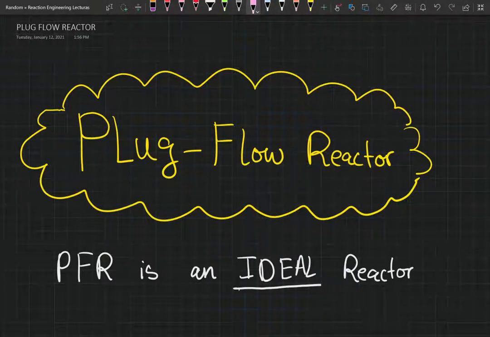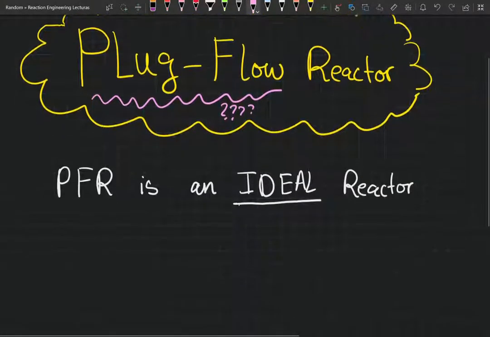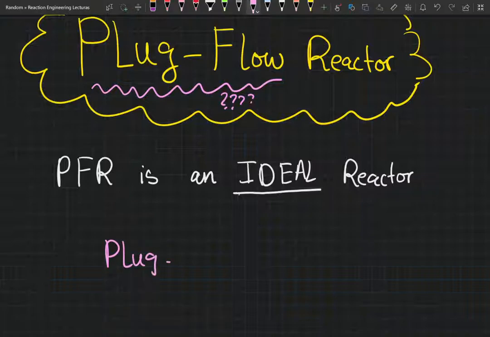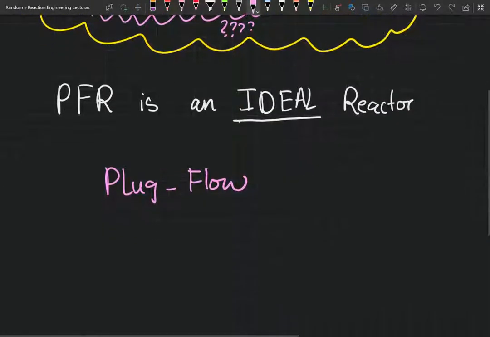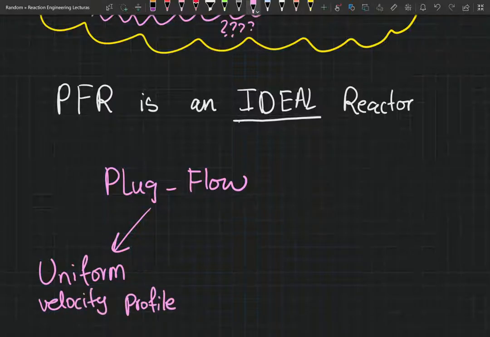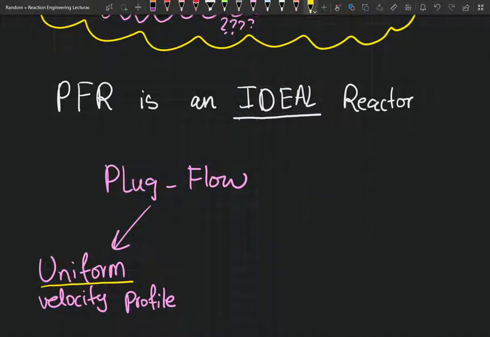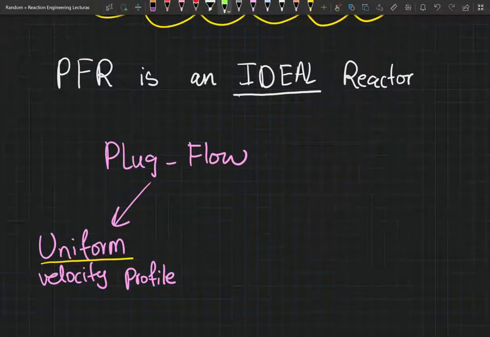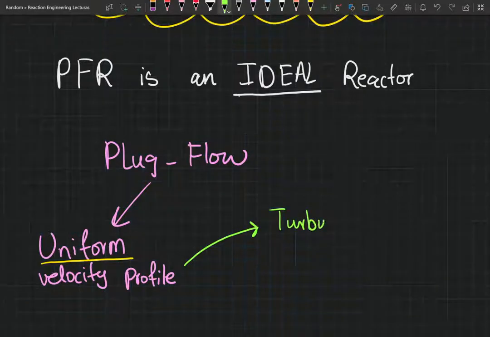First off, we need to discuss what is the meaning of plug flow. What do you mean by plug flow? All right, so let's demystify that. Plug flow basically means uniform velocity profile. And if you've taken a fluid mechanics or transport phenomena class, you know that a laminar flow gives a parabolic profile. We need a uniform velocity profile, and in order to achieve a uniform velocity profile, you need turbulent flow.